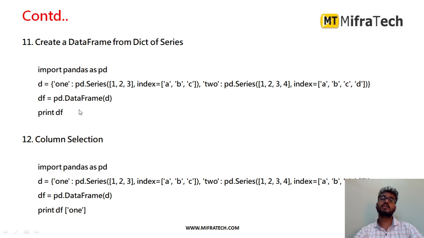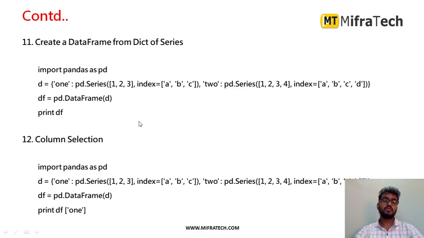Similarly, we did this for 2 also. This dictionary, which contains a series of data, we are going to convert into a data frame by using the command pd.DataFrame. If we pass the data dictionary d as the parameter and print it, it will give us the output in the form of a data frame. Next we will see what operations we can do on a column. First we have to import pandas as pd.